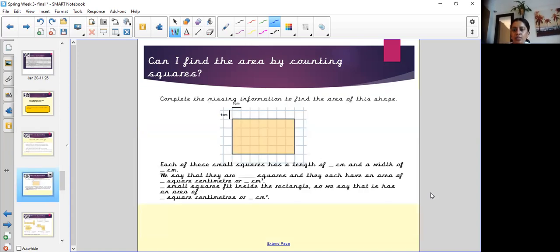Complete the missing information to find the area of this shape. So here we have a rectangle on squared paper, and each of these represents 1 centimeter. So each of these small squares has a length of 1 centimeter and a width of 1 centimeter, because you can see that up here. We say that there are squares and they each have an area of 1 square centimeter, or 1 centimeter squared. So let's find out how many small squares fit into this rectangle. So we need to count them.